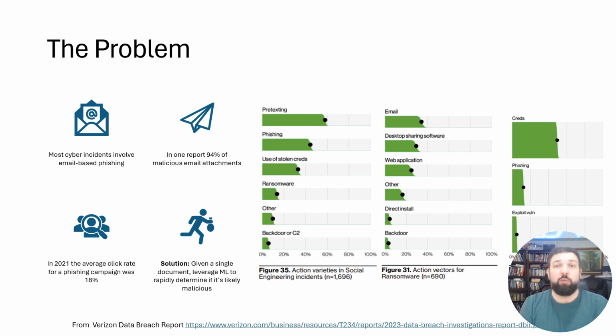So most cyber incidents involve email-based phishing. In 2021, the average click rate for a phishing campaign was 18%, and Verizon in 2019 reported that 94% of all malicious email attachments contain malicious Word macros. Now, Symantec says 48%, so I think that's a bit high, but the solution, or at least part of the solution, can be leveraging fast, scalable models to classify at least very malicious documents, and produce low false positives or low true positives to help with some of the scalability issues in catching malicious macro documents.